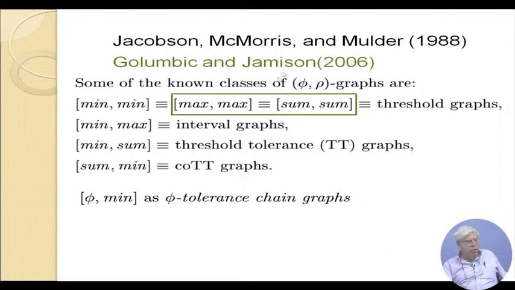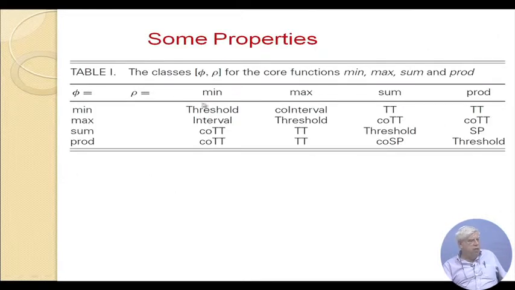Robert and I were able to show that max-max and sum-sum were also equal to threshold graphs. That surprised us. And then we started asking, well, what else is going on among these different functions? Here's a table to show what is known between phi and rho being these four, we could say, prototype common functions, and the classes of graphs that you get under the rank tolerance framework.